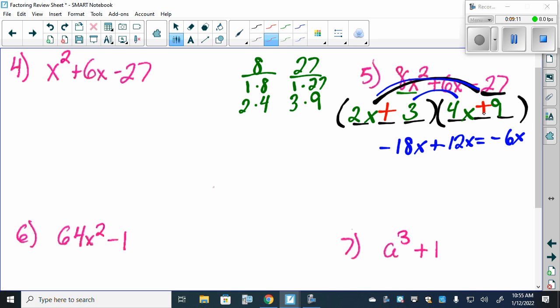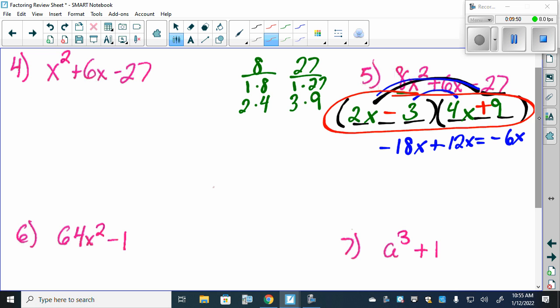So we can change the 9 from being negative to positive, and change the positive 3 to negative 3. And this here would give us the correct answer. Any other questions on this here? Any other questions on 4 through 7?